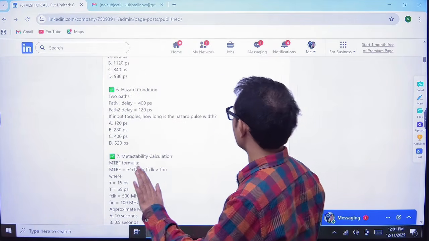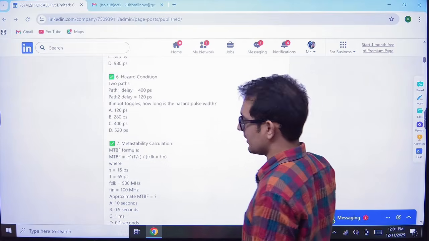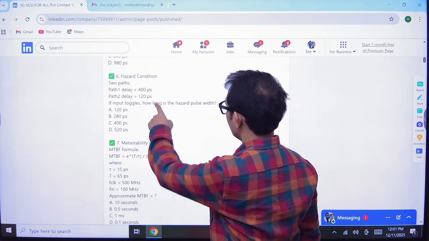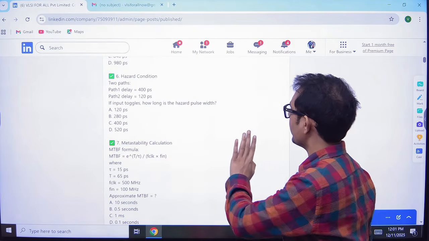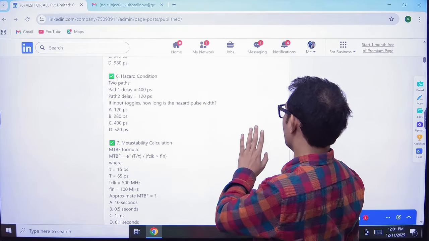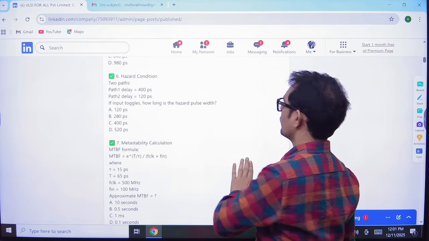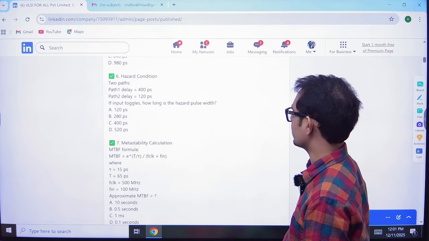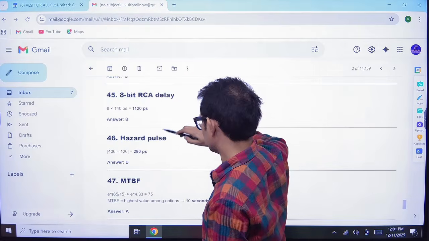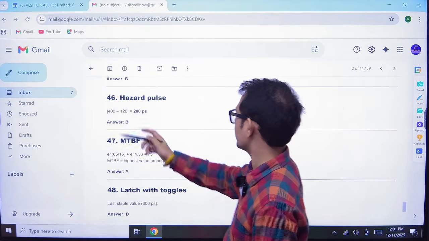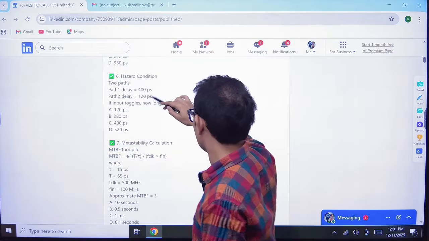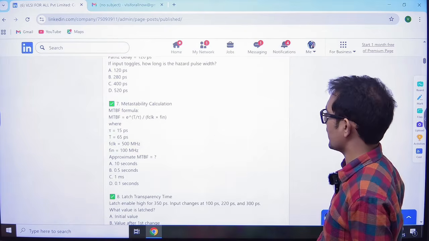Hazard condition, 2 paths are there. Path 1 delay is 400, path 2 delay is 120. If the input toggles, how much delay is it asking? Pulse width it is asking, right? So just take the difference. Pulse width is the difference of these two paths only, path 1 and path 2, right?